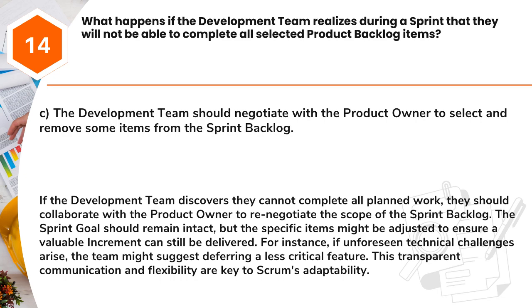The sprint goal should remain intact, but the specific items might be adjusted to ensure a valuable increment can still be delivered. For instance, if unforeseen technical challenges arise, the team might suggest deferring a less critical feature. This transparent communication and flexibility are key to Scrum's adaptability.